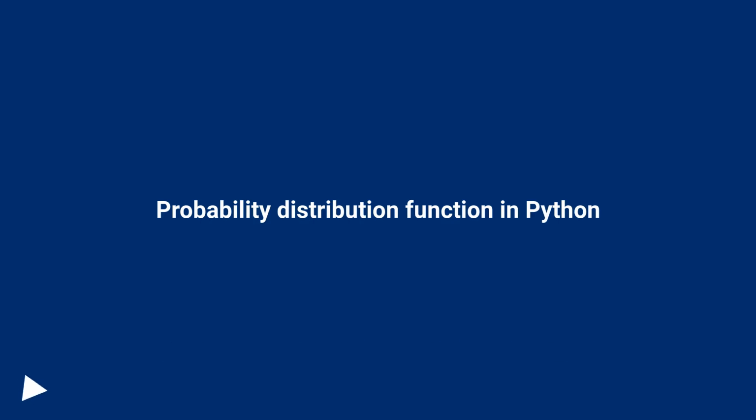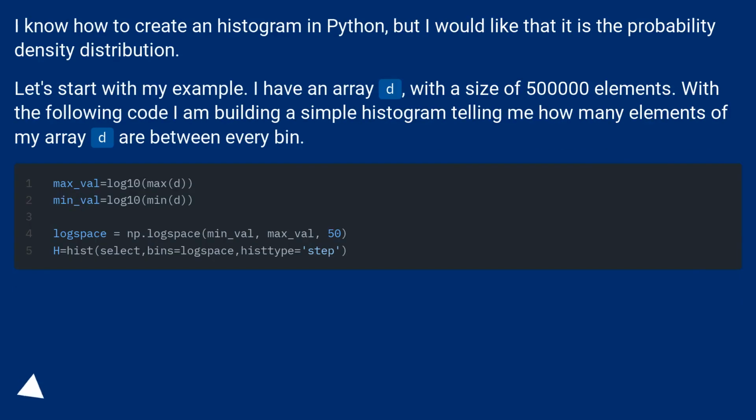Probability distribution function in Python. I know how to create a histogram in Python, but I would like it to be the probability density distribution. Let's start with my example.